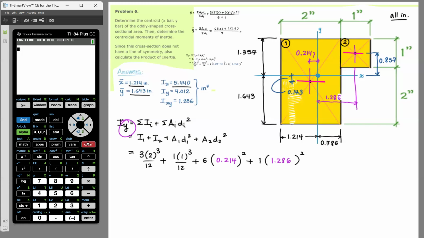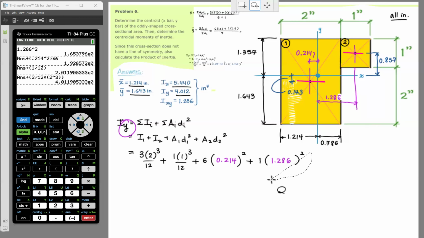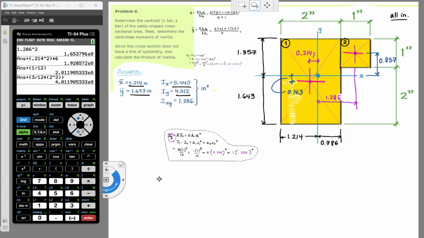Okay. More math. 1.286 squared plus 0.214 squared times 6 plus 1/12 plus 3 divided by 12 times 2 cubed. And I get up to 4.012. IY is done.